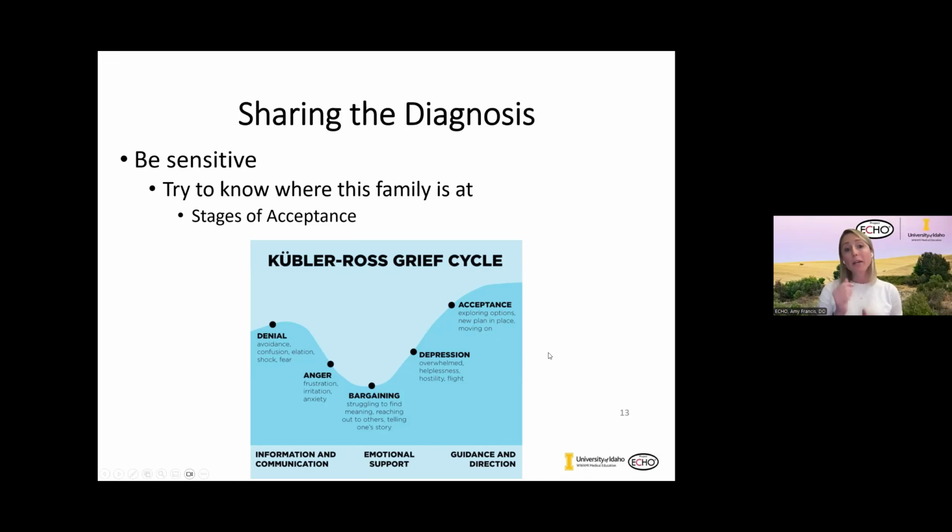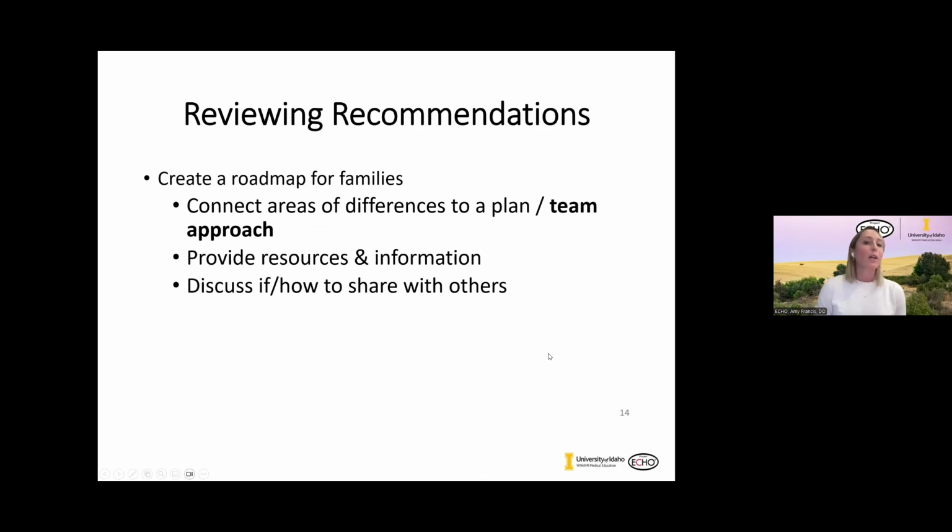Okay, next slide. So reviewing recommendations, I just mentioned this. Create a roadmap for families. There is a lot. Elena has this great analogy that we open up a fire hose at families and just spray them with a ton of information and recommendations, right? So it's important to know that that can be very overwhelming for them. So try to organize it as best as possible. Connect areas of differences to a plan, right?